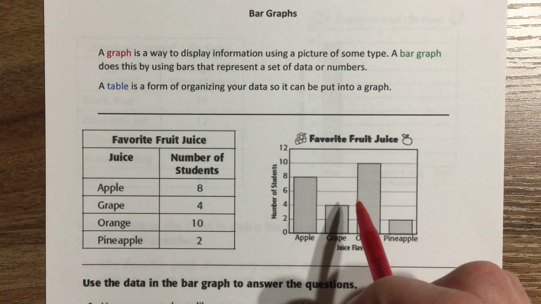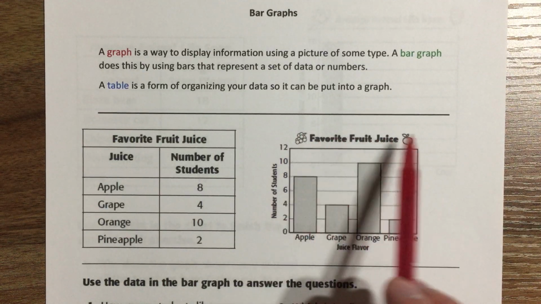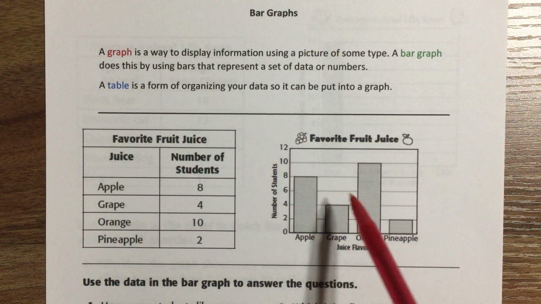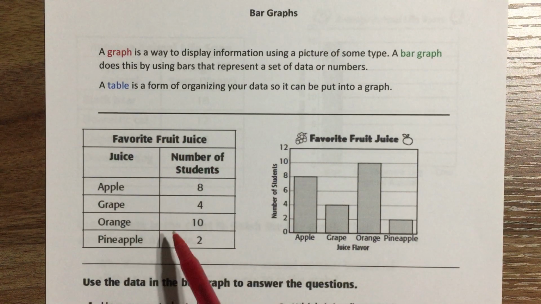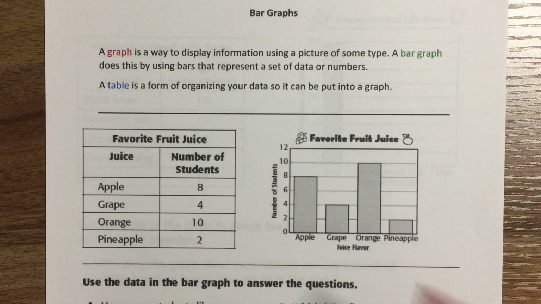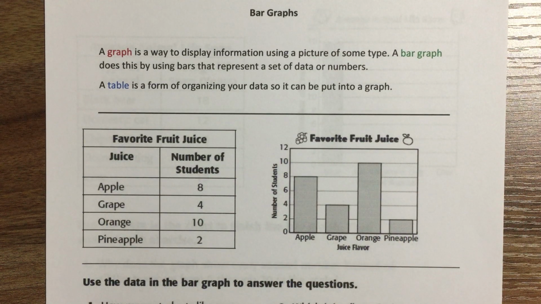So that's exactly what they did here. They took our favorite fruit juice and they put it on top of our graph, on top of our picture up here. That way we know exactly what this graph is talking about. That's very important that you put that on your chart, on your table, and on your graph. Because if we don't know what you're talking about, the graph does not have any meaning. So make sure that one of the first things you do is put a title on your graph. That way we know exactly what we're talking about. So this graph is going to tell us about the favorite fruit juice.